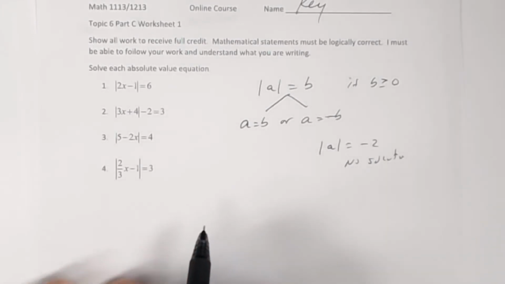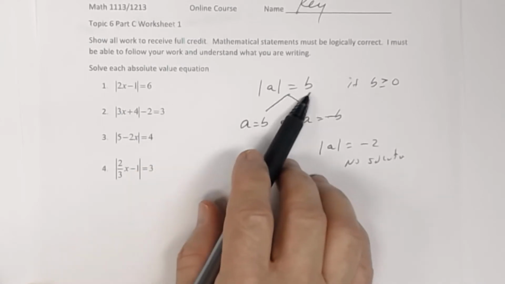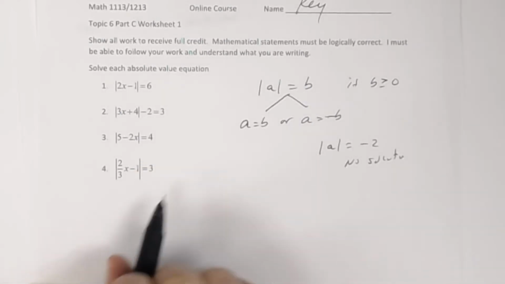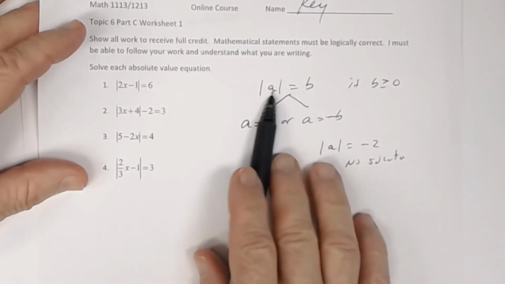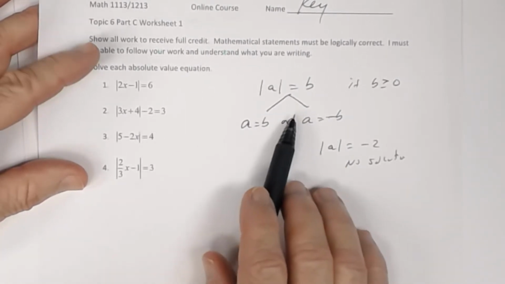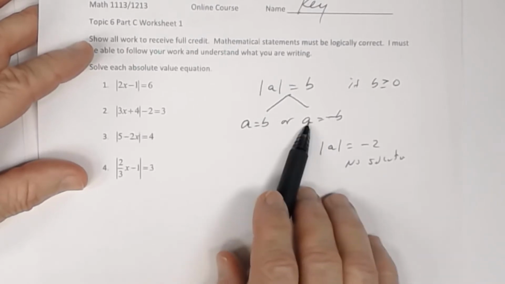But in each of those, you're going to see that the number on the other side is going to be positive. So this is what we're going to use. We're going to write each of those absolute value equations as two equations without the absolute value bars.